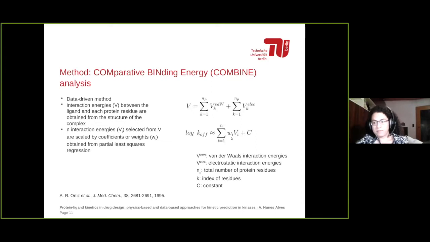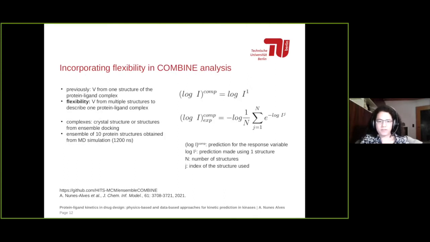So first we need to have a data set with experimental K-offs available, and then for these protein complexes, we compute these interaction energies, and then we obtain the coefficients W and C. And afterwards, once we know W and C, we can use these values to estimate kinetic rates for complexes whose kinetic rates are unknown. So far, so good, but we still don't have the flexibility. So previously in that paper I showed you before, the interaction energies were computed from one structure of the protein-ligand complex. And what we did here was to change the method to now make it possible to compute the interaction energies from multiple structures to describe one single protein-ligand complex.